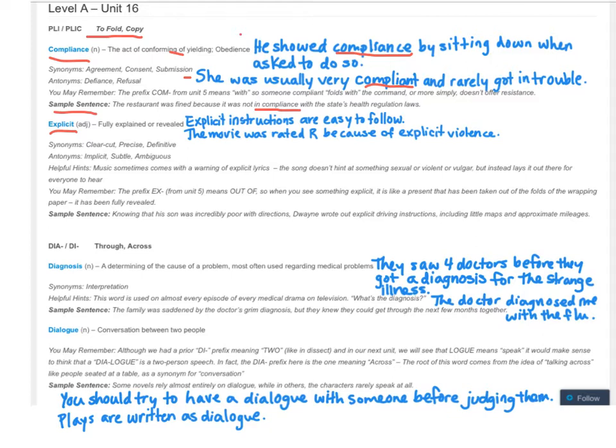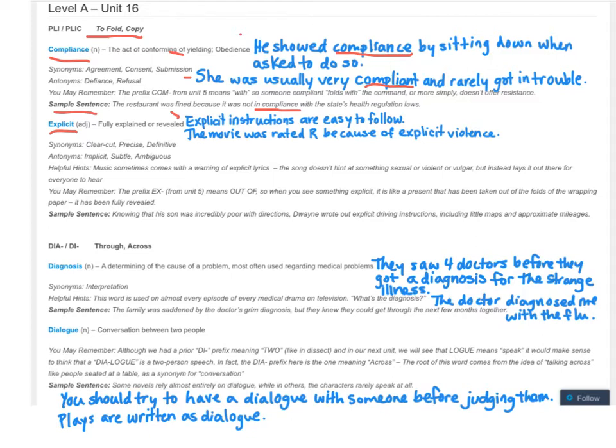And this word is used in two pretty different ways. The first one just means really clear. So that first example I gave you, explicit instructions are easy to follow. So the instructions are fully explained, fully revealed, therefore they can be followed easily.